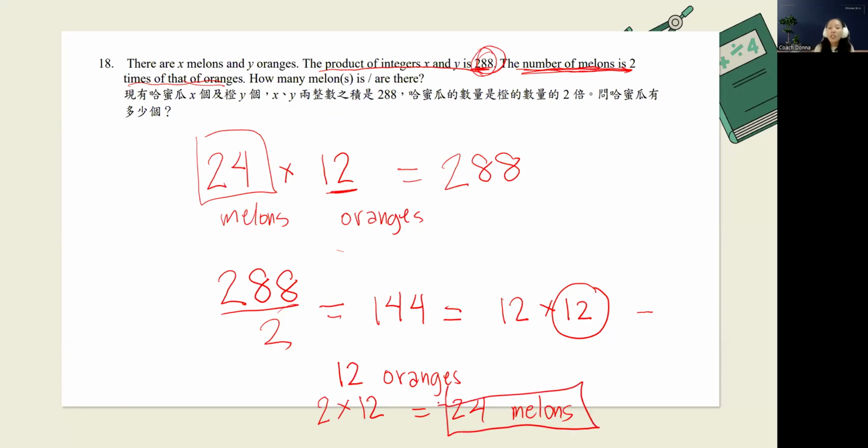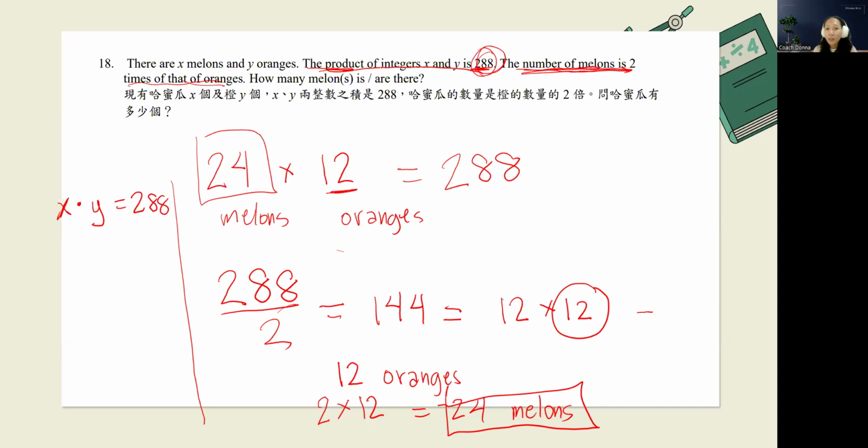So if the question is: the product of integers x and y is 288, and the number of melons is 2 times that of oranges, this is how we solve it. Okay? So another way, if it's okay, I'll just present you another solution also. So you have x times y, that's equal to 288. It says product, that's why we have multiplication here. So x multiplied by y is equal to 288.